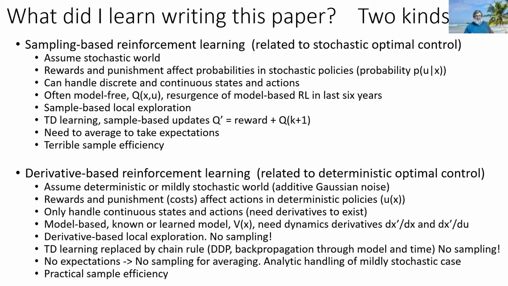What writing this paper crystallized for me is that there are actually two kinds of reinforcement learning. There's the stochastic version that's sampling based, that we're all very familiar with, and there is a derivative-based version of reinforcement learning that's related to the sort of standard version of optimal control. And most importantly, it doesn't do all of the sampling stuff, so that makes it much more sample efficient.